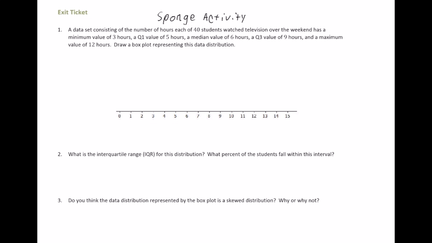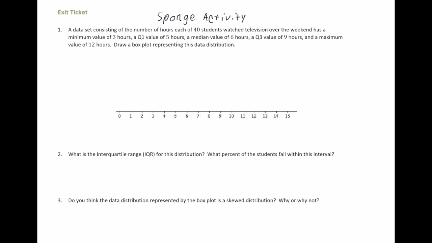Now time for the sponge. So, 3 parts. First part, a data set consisting of the number of hours each of 40 students watched television over the weekend, has a minimum value of 3 hours, a Q1 value of 5 hours, a median of 6 hours, a Q3 of 9 hours, and a maximum of 12 hours. Draw a box plot representing this data.